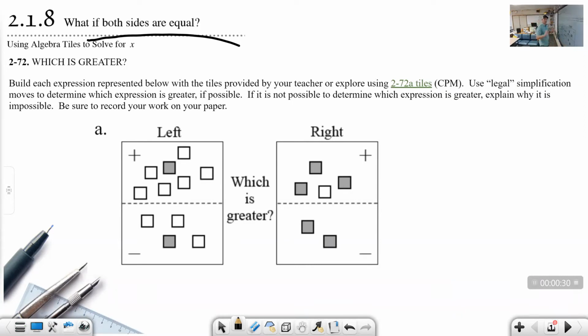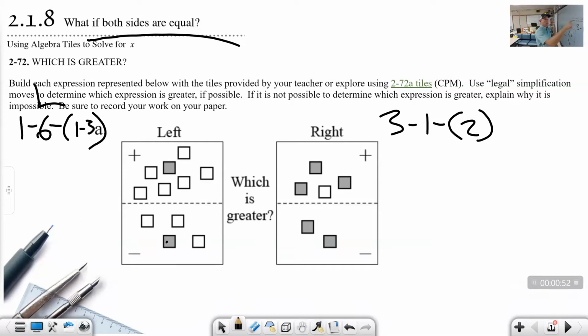Okay, I have A right here. And in a second, you're going to do B. A. Remember, on the left-hand side, we write what we see. I see 1 minus 6 minus parentheses 1 minus 3. That's on the left. On the right, I see 3 minus 1 minus parentheses 2. Okay, left, right, original. So this is how we always start. You have your table, and it says left expression, and we write it, the right expression, and you write it, and then the explanation, and you write it.